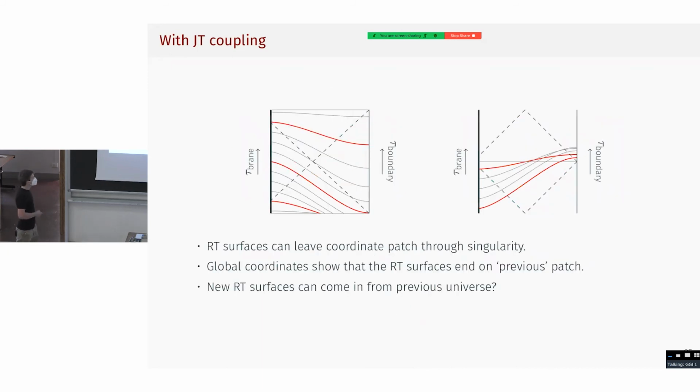Now, there's another thing with these RT surfaces going through the singularity, and I want you to take this with a bit of a grain of salt. Namely, the fact that the RT surfaces can leave this patch through the singularity, and the fact that we're in AdS3, where really the planar black hole is just a coordinate patch of the global solution, suggests that if we analytically continue our solution, there's sort of like a previous universe where we can have RT surfaces which come up through the singularity and hit the boundary where we are. So what happens if we also consider those RT surfaces?